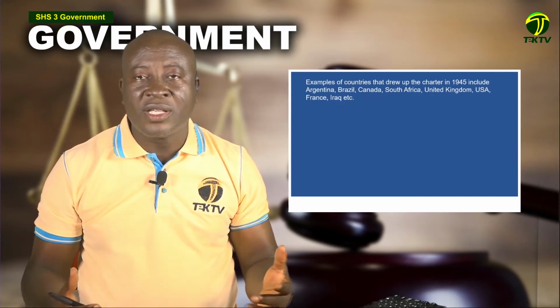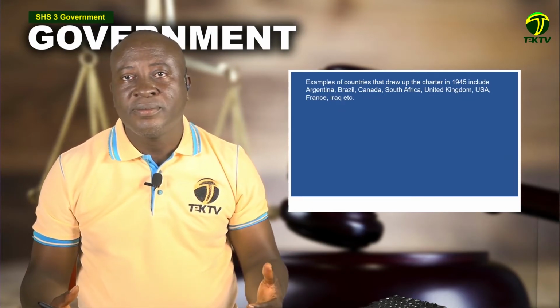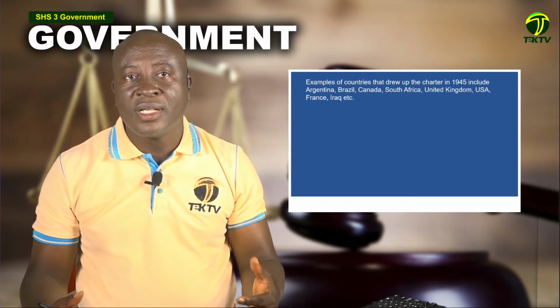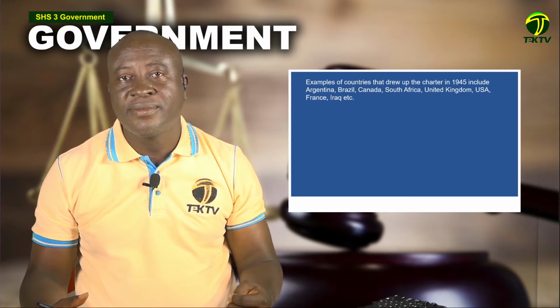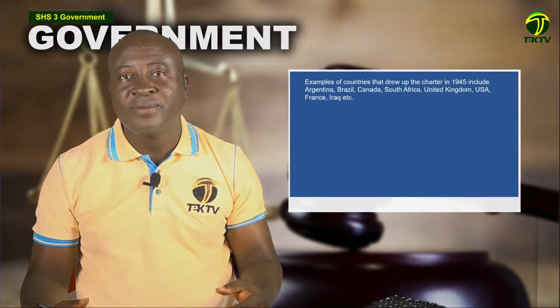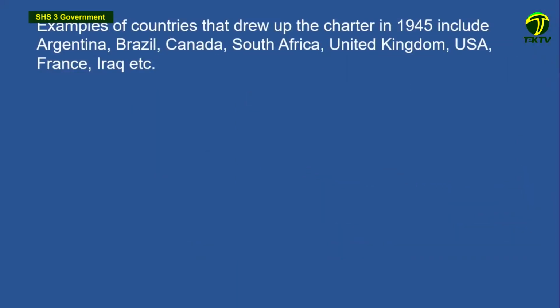Examples of some of these countries include Argentina, Brazil, Canada, South Africa, United Kingdom, USA, France, and Iraq. They drew the initial charter of UNO.